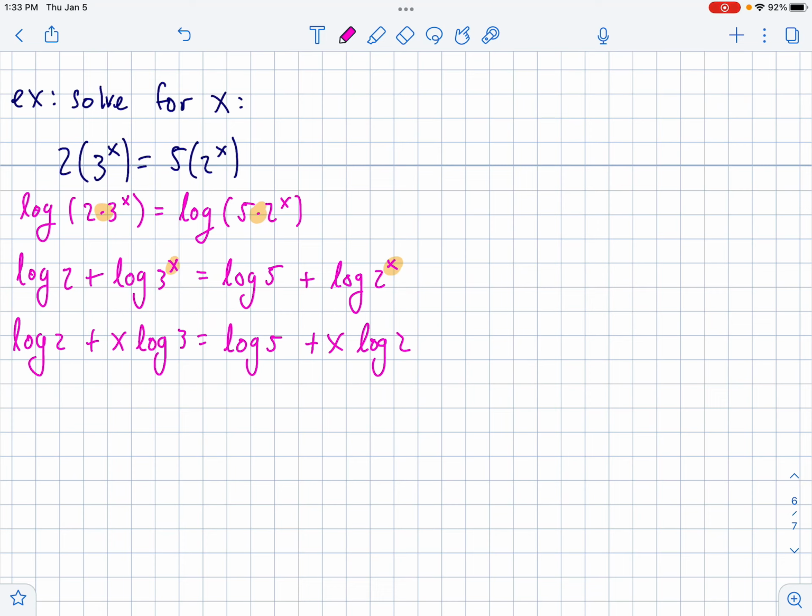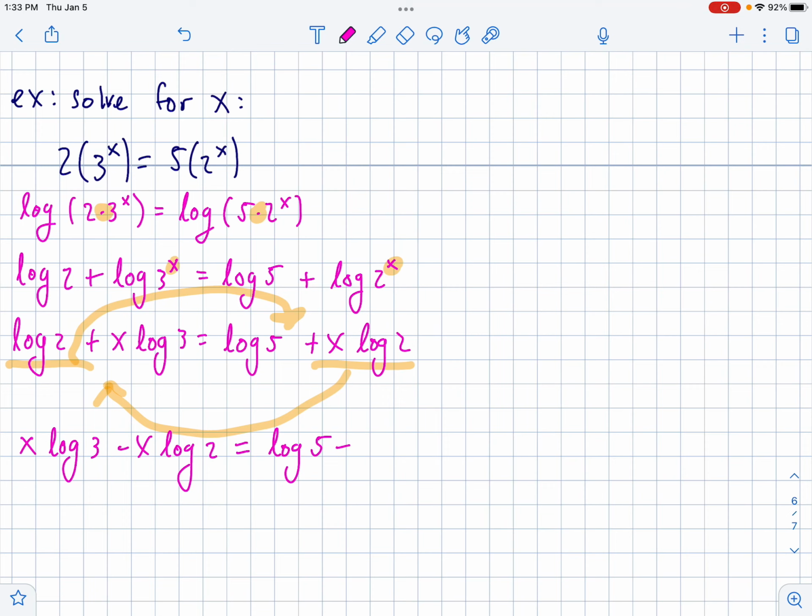Then anything with an x, I'm going to move to one side, and anything without an x, I'm going to move to the other side. So this guy, I'm going to kick over here, and then this guy, I'm going to move over to this side. So we get x log 3 minus x log 2 is equal to log 5 minus log 2. Just making sure I did that right.